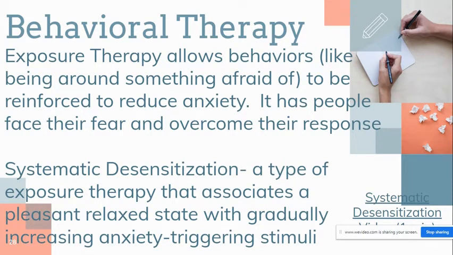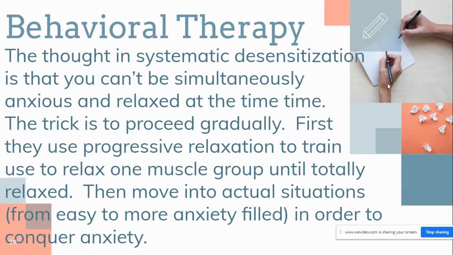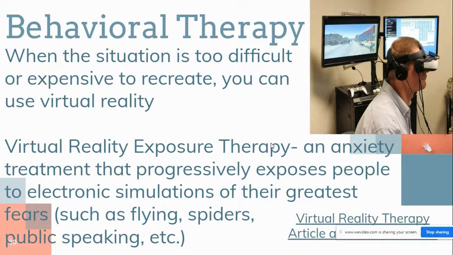Because the thought is that you can't be simultaneously anxious and relaxed at the same time. So if you get a person truly relaxed and help them stay relaxed, you can show them stuff that would make them anxious, and it just won't make them anxious, if that makes sense. So you gradually move them into actual situations in order to conquer their anxiety. Behavioral therapy also has virtual reality exposure therapy in it.